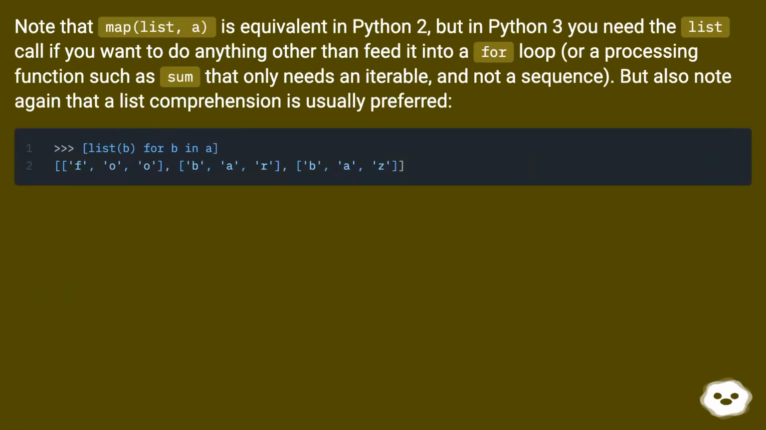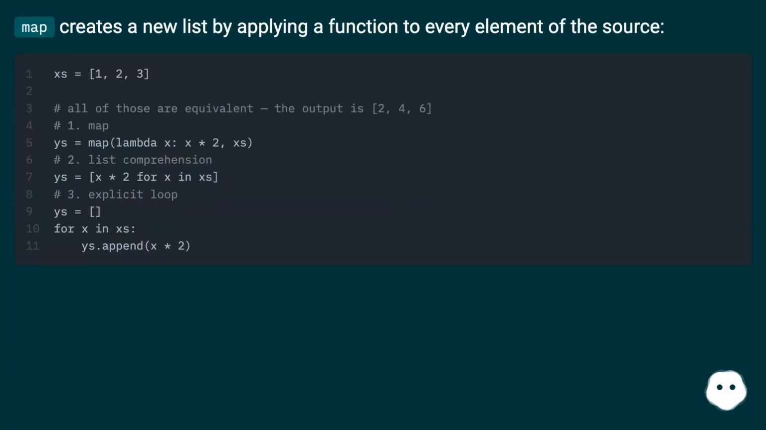Note that map is equivalent in Python 2, but in Python 3 you need the list call if you want to do anything other than feed it into a for loop, or a processing function such as sum that only needs an iterable, and not a sequence. But also note again that a list comprehension is usually preferred. Map creates a new list by applying a function to every element of the source.